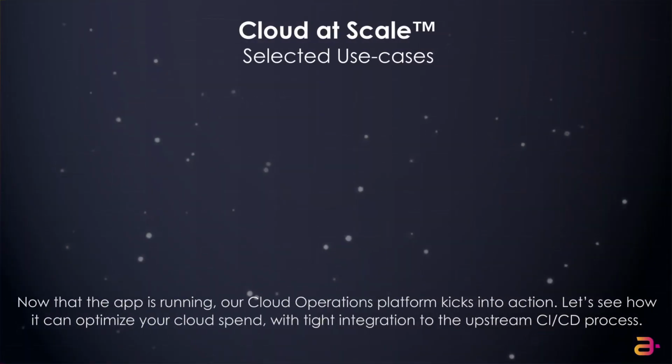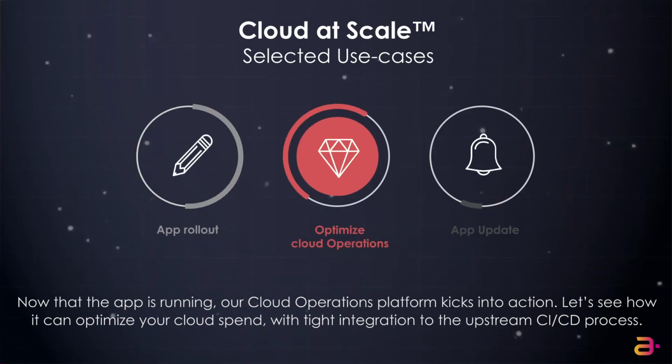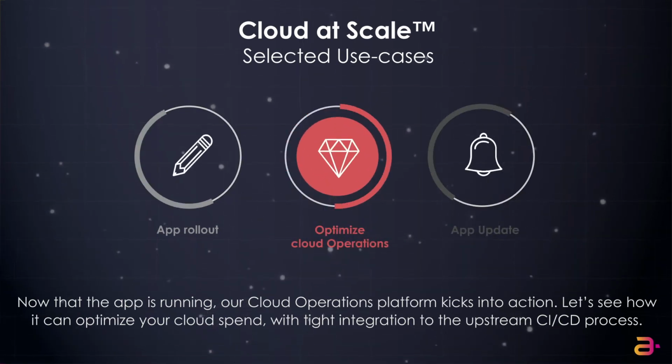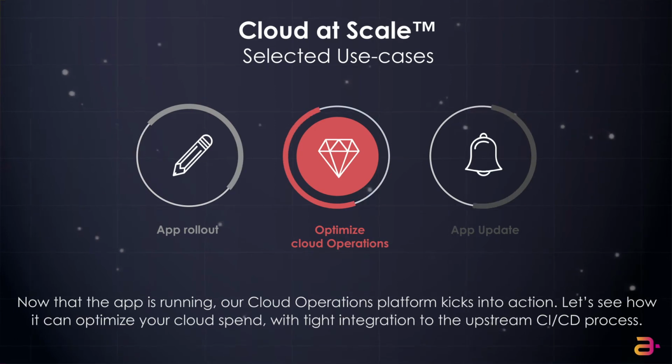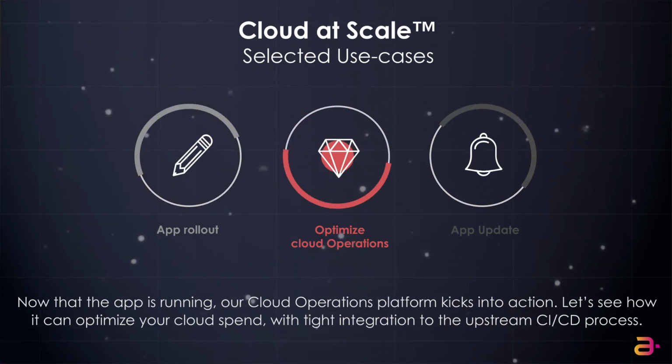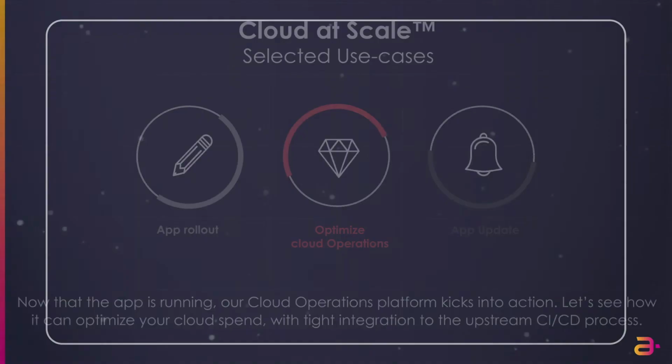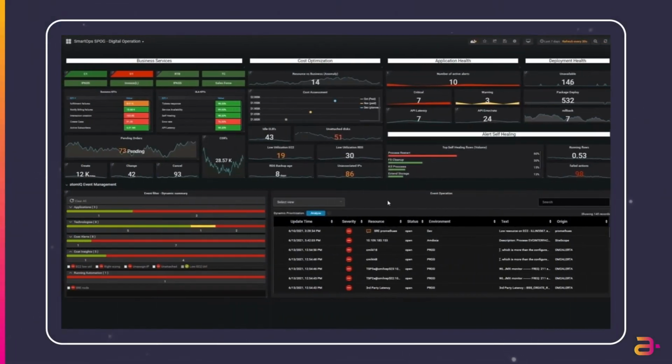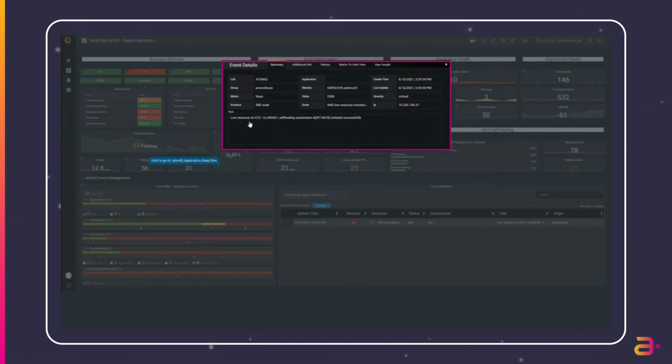Now that the app is running, our cloud operations platform kicks into action. Let's see how it can optimize your cloud spend with tight integration to the upstream CI/CD process. Looking at the monitoring dashboard, we see an alert notification raised in the event list, showing that the underutilized compute policy has been triggered. This is just one example of the many automated use cases that Cloud Operations Platform provides to keep your apps running smoothly.